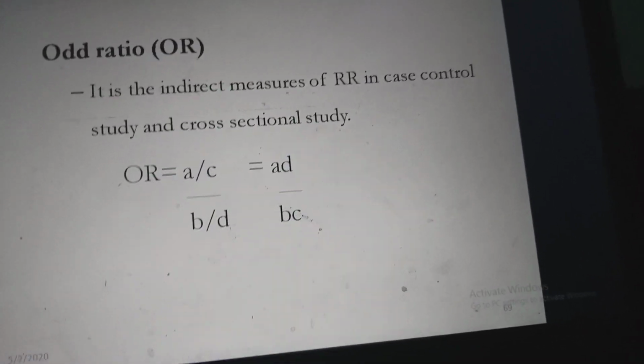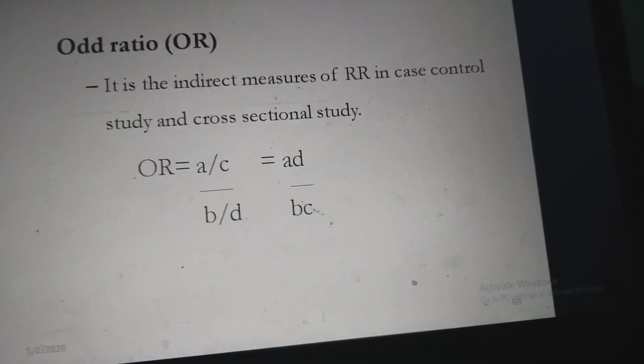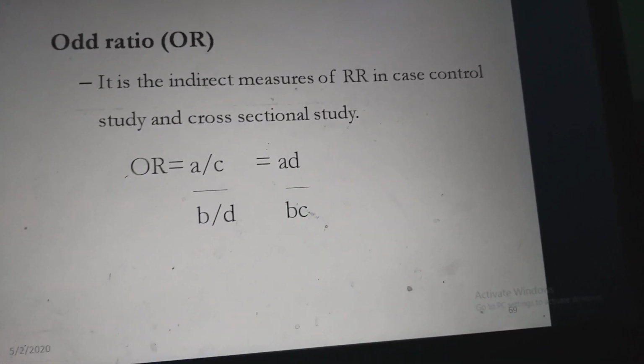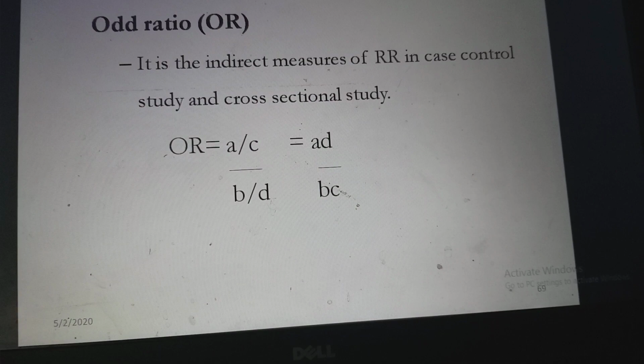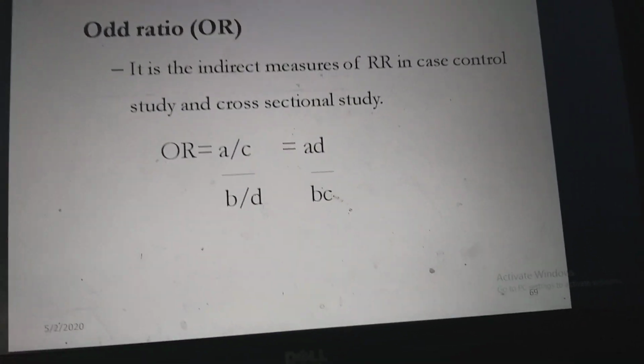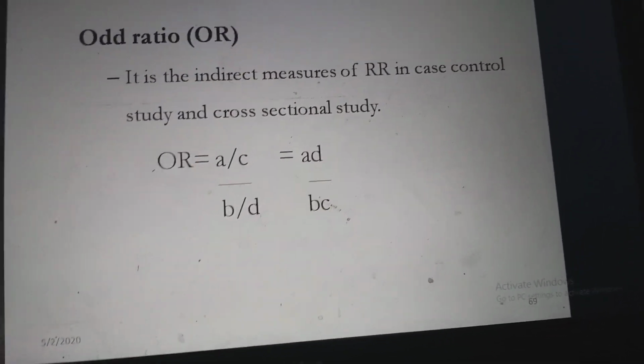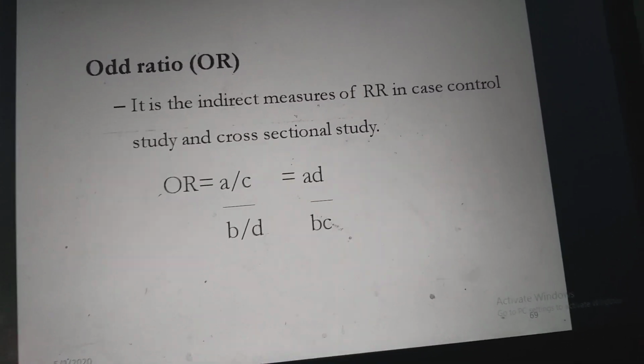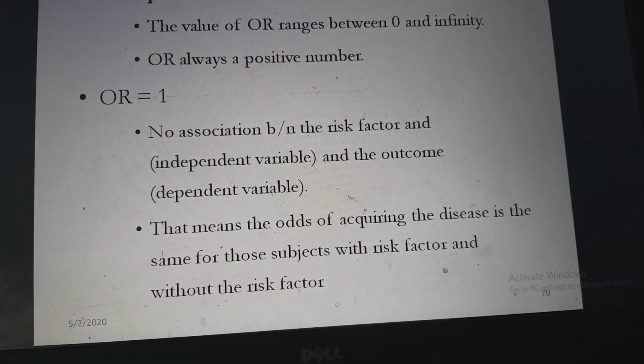B, those individuals exposed but without disease. D, those individuals which are not exposed and have no disease. So to simplify this, when you cross-multiply, A times D divided by B times C. This is what we call the odds ratio. Don't forget the formulas.